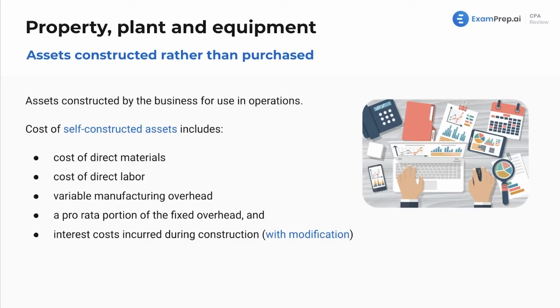I myself am trying to put some PVC pipe together later today. Going to make a little flagpole out of it. We'll see how that goes. But I am not a business, so I'm not going to be capitalizing any of that.